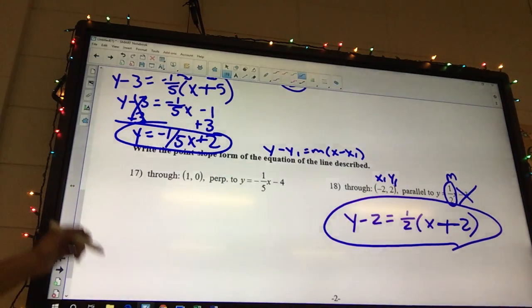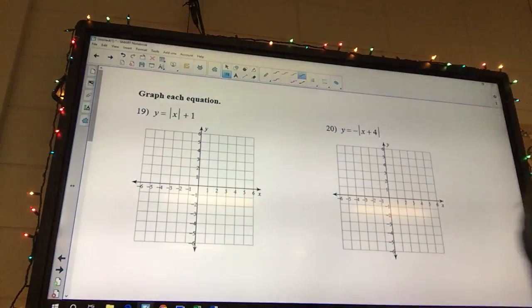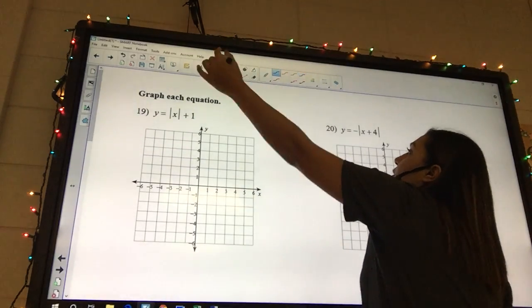Can I scroll? Yep. Okay, and then I think the rest of it is all different types of graphing. Okay. So this very first one, write your notes for today so you have them.